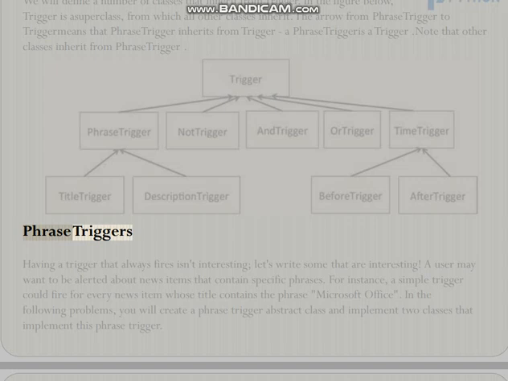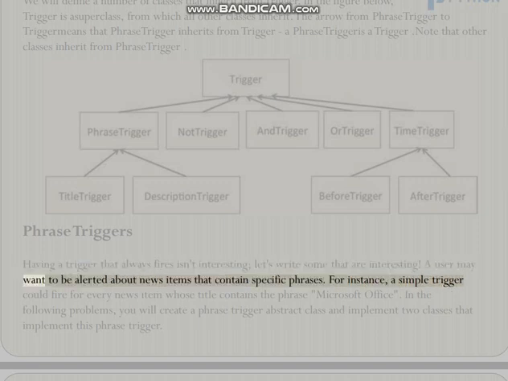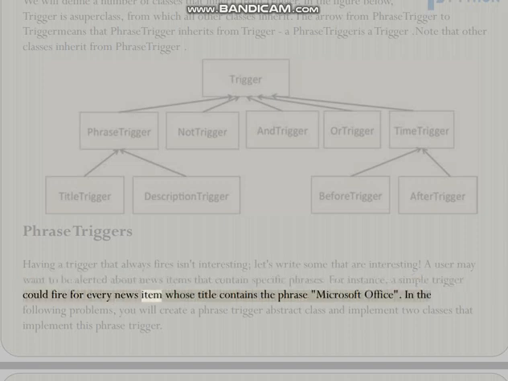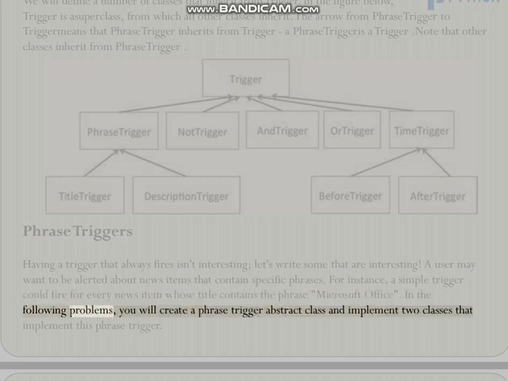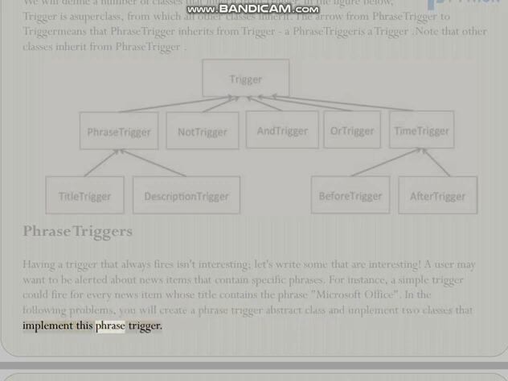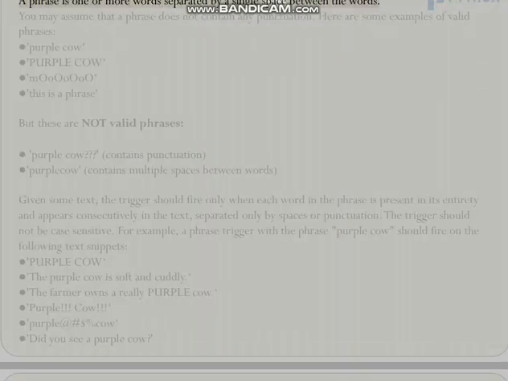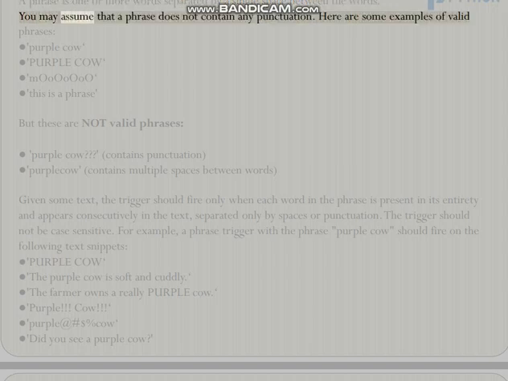Phrase triggers. Having a trigger that always fires isn't interesting. Let's write some that are interesting. A user may want to be alerted about news items that contain specific phrases. For instance, a simple trigger could fire for every news item whose title contains the phrase Microsoft Office. In the following problems, you will create a PhraseTrigger abstract class and implement two classes that implement this PhraseTrigger. A phrase is one or more words separated by a single space between the words. You may assume that a phrase does not contain any punctuation.